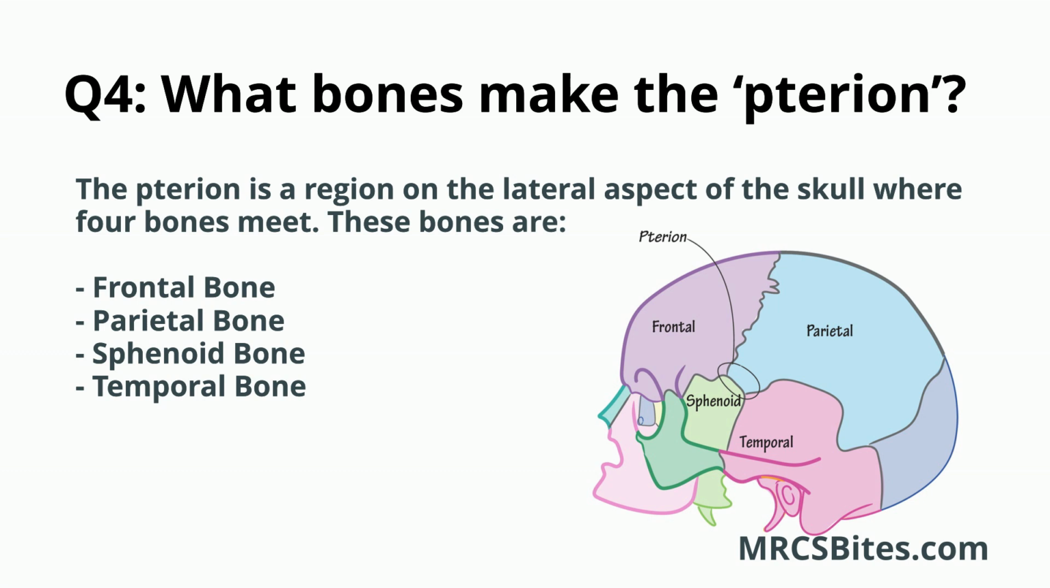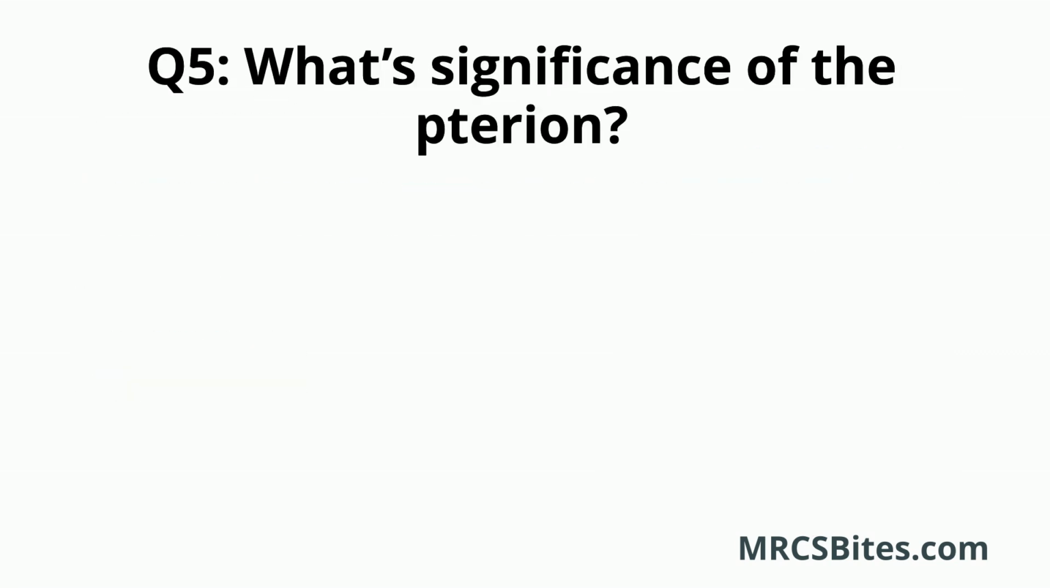Question 4. What bones make the pterion? The pterion is a region on the lateral aspect of the skull where 4 bones meet. These bones are frontal bone, parietal bone, sphenoid bone, temporal bone. Question 5. What's the significance of the pterion?